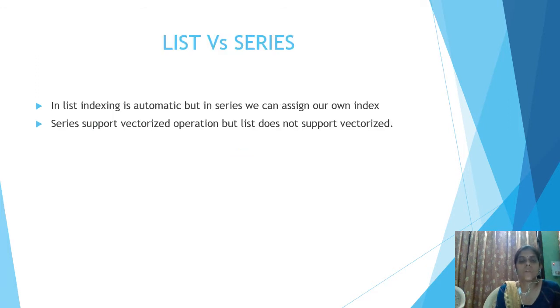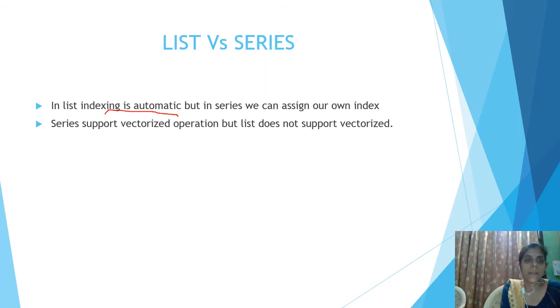So first of all, before creating any series, I want to compare list and series also, because a list is also a one-dimensional structure which contains any type of data, and a series is also a one-dimensional structure which contains any type of data. But in a list, the indexing is automatic, but in a series, we can assign our own index.